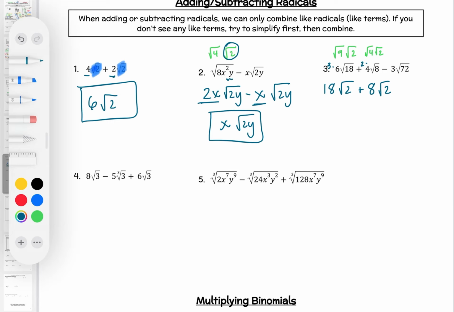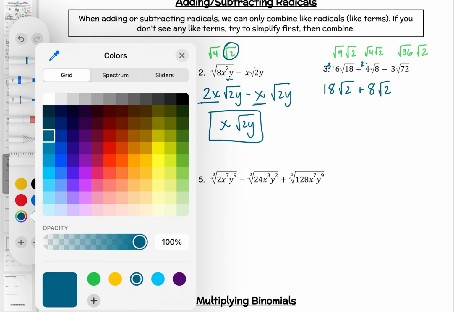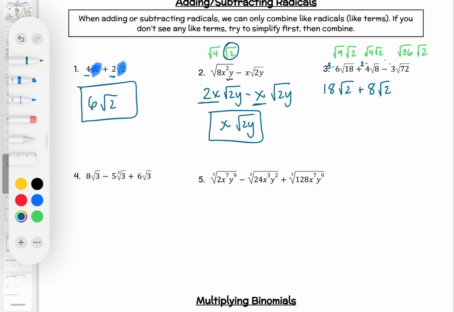And then last one, we have 72. I can divide 72 by 36, and we'd have square root of 2 left over. 36 is our perfect square, which is 6. So we can take that 6 and multiply it to 3. So we have minus 18, and we have that square root of 2 left over.